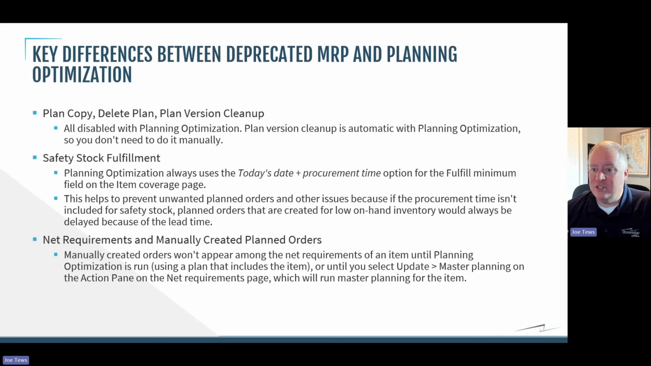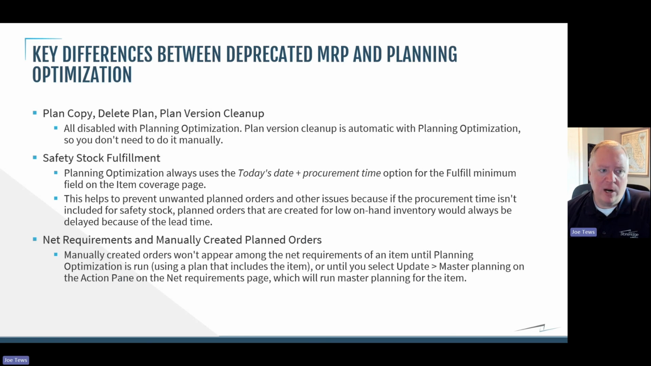There might be some changes to the quantities and the dates because of the way that planning optimization handles safety stock fulfillment. So safety stock in planning optimization is always going to use today's date plus the procurement time option for the fulfill minimum field on the item coverage page. The reason this change has occurred is that it helps to prevent unwanted planned orders and other issues, because if the procurement time isn't included for safety stock, planned orders that are created for low on-hand inventory would always be delayed because of that lead time.